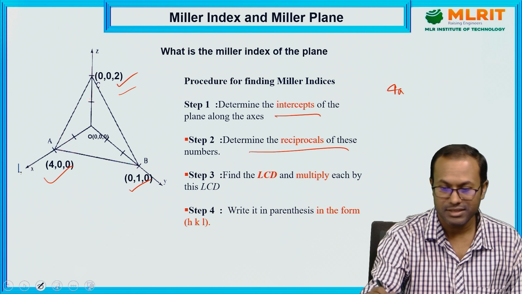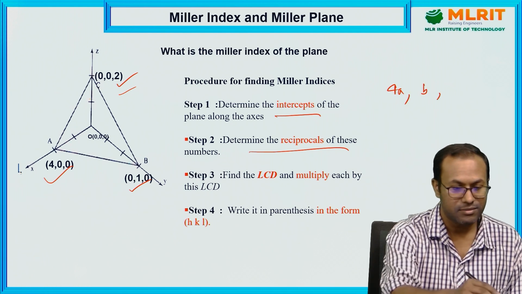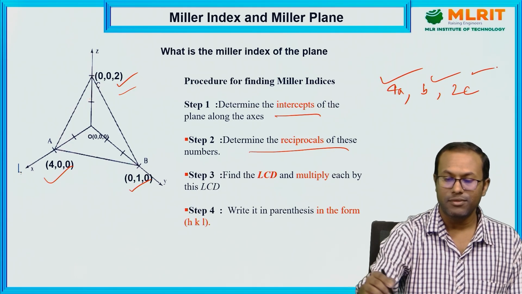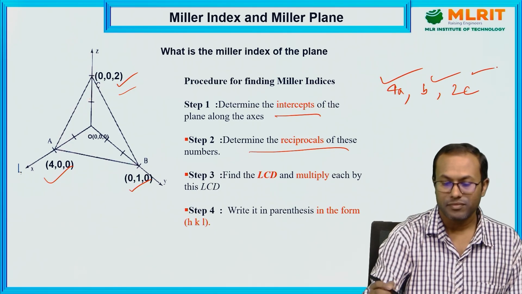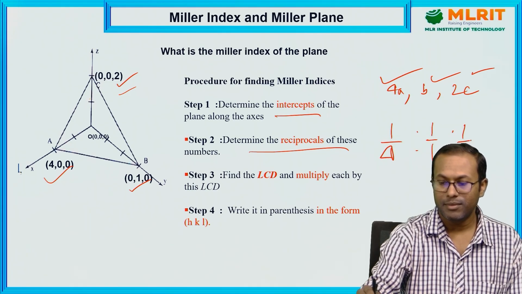Along the y-axis it is only b, and in the case of the z-axis it is 2c. So these are the intercepts. Now if we take the reciprocal of these, it will come 1 by 4, 1 by 1 and 1 by 2. Take this reciprocal.